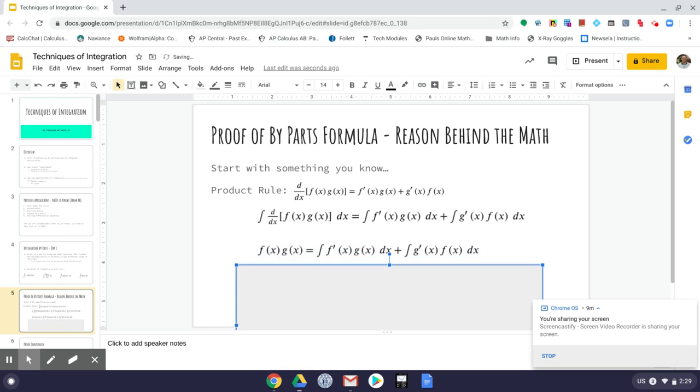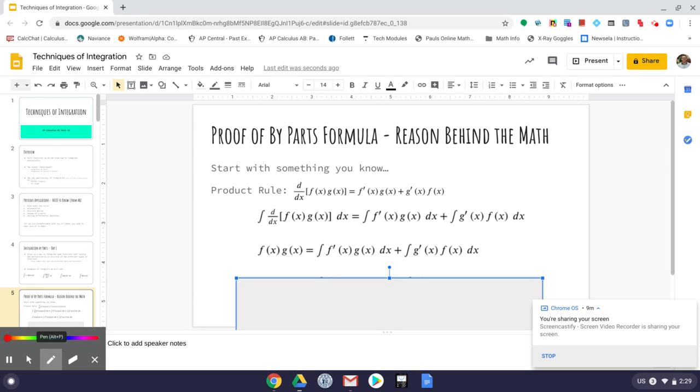Okay, so now on the left-hand side, what happens right here? Well, that is the fundamental theorem of calculus. The integral of a derivative, those two are inverses of one another, and so they're actually going to cancel each other out, for lack of a better term. I'm going to be just left with f of x g of x.